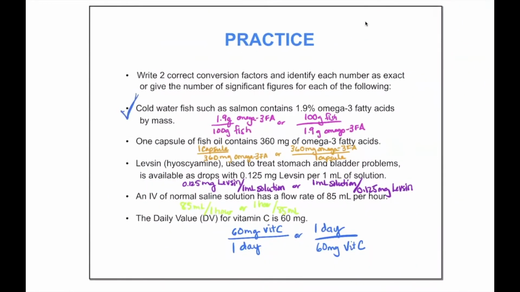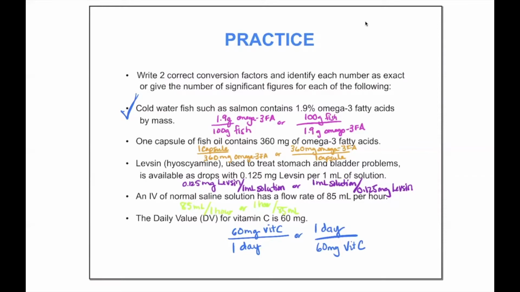The first one is 1.9 grams of omega fatty acids in 100 grams of fish. Anytime you have a percentage, you can put that number over 100. And then you have to figure out the units for the percentage number on top and the 100 on the bottom. So 1.9 grams of omega-3 fatty acids in every 100 grams of fish. And then you can flip it.